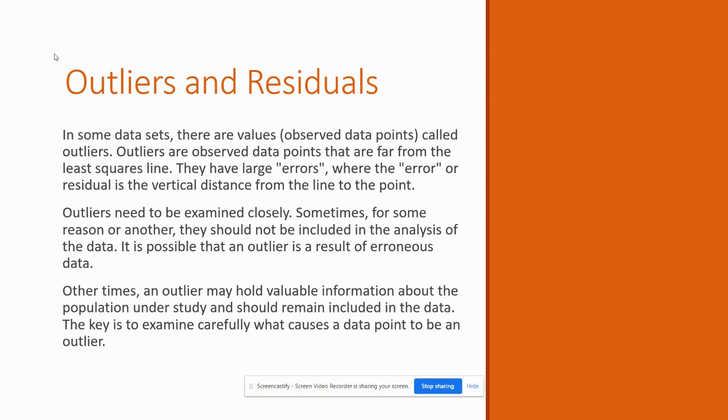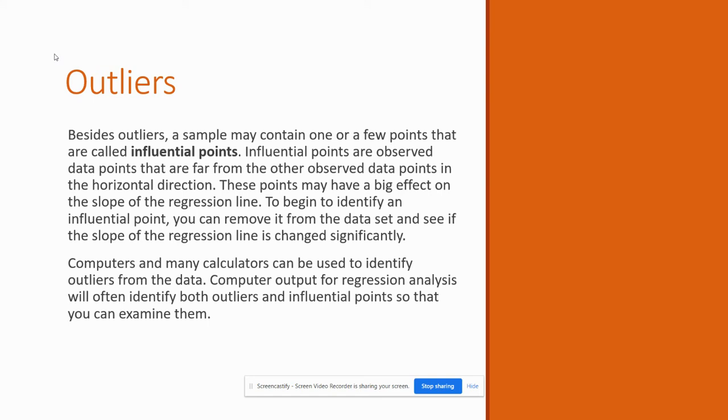There might be things going on that are an underlying sign of bigger things. So again, you've got to look at them closely. Outliers can happen because they actually happen. They can happen because of data collection, and that's another thing you have to be careful of. Besides outliers, we can have something called influential points. These can be far from the data, and they can have a big effect on the slope of the regression line. So to identify an influential point, you have to remove it from the data set and see if the slope of the regression line changes significantly.